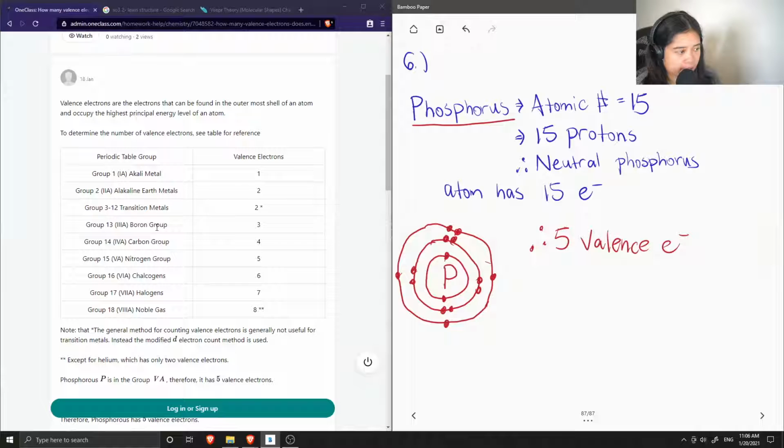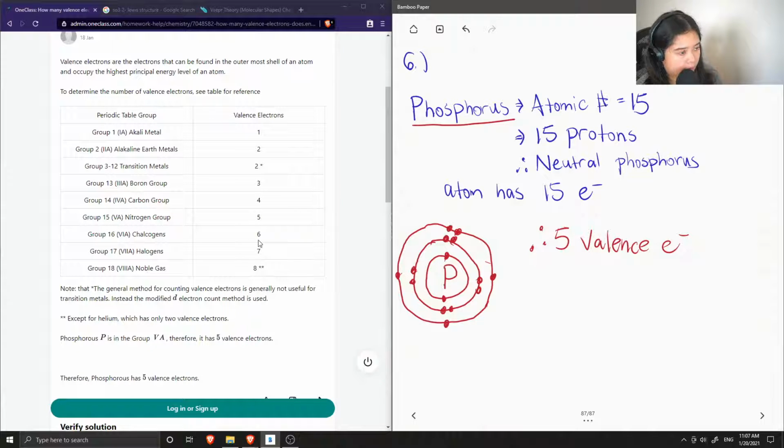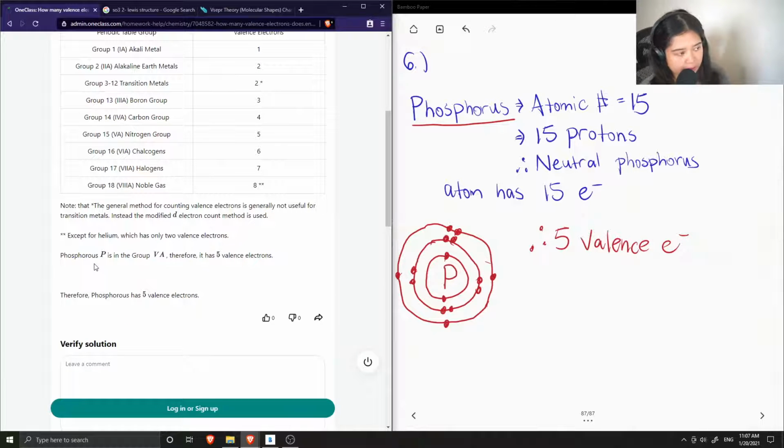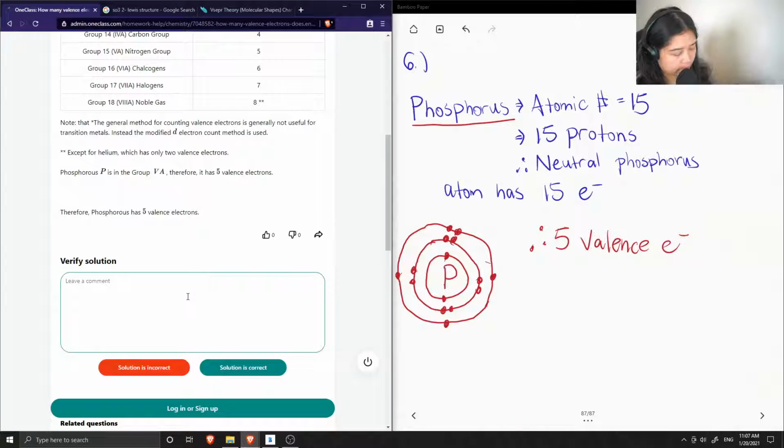For group 13, they have 3 valence electrons. Group 14 has 4, 15 has 5. So this is where our phosphorus atom lies. Group 16 has 6 valence electrons. Group 17 has 7. And noble gas has 8, with the exception of helium, which only has 2. Phosphorus is in the group 5A. Therefore, it has 5 valence electrons. Okay, so the solution is correct.